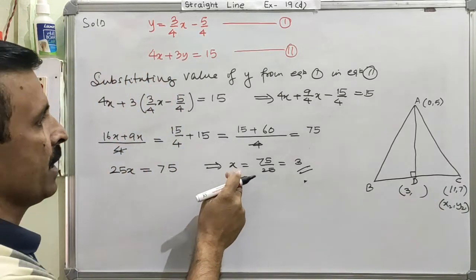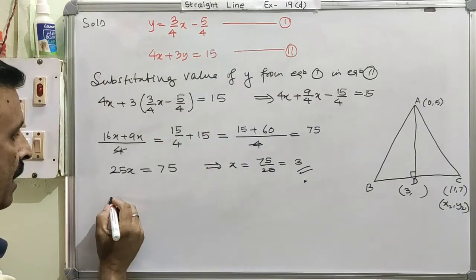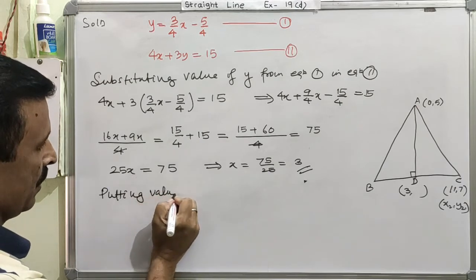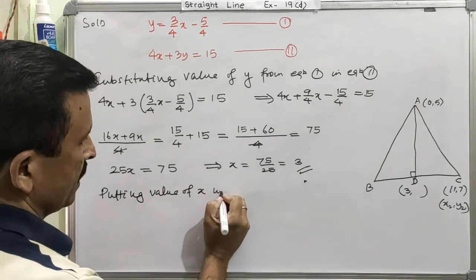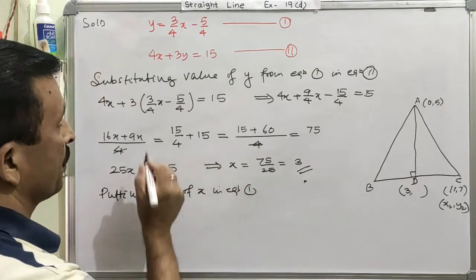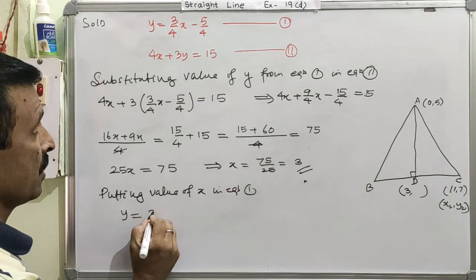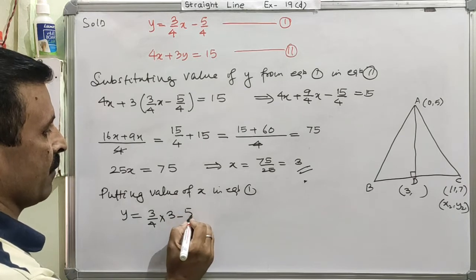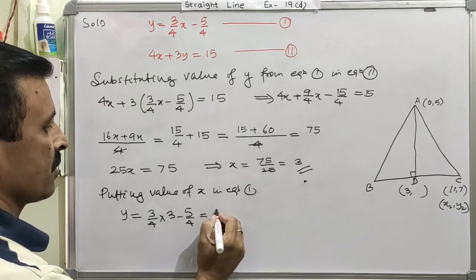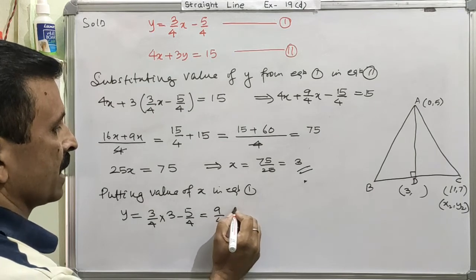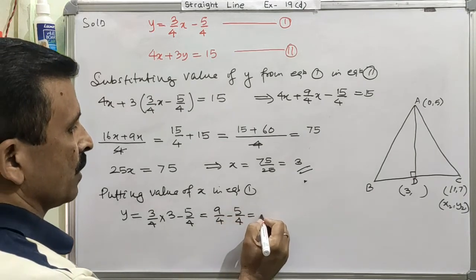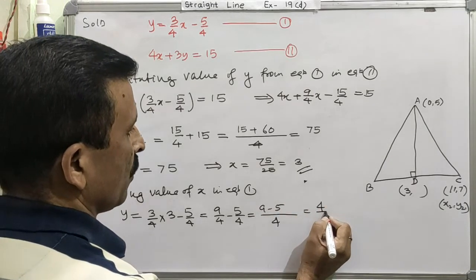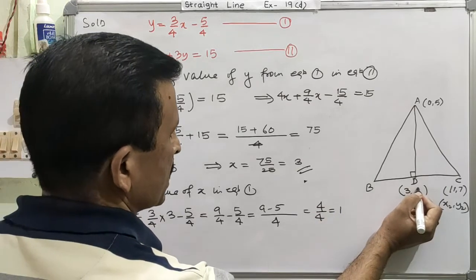So for finding the value of y, we can put the value of x in equation number 1. So putting value of x in equation 1. So what happens? y is equal to 3 over 4 into x, and x is 3, minus 5 over 4. So this is 3 threes are 9 over 4 minus 5 over 4. Now LCM of these two will be same, 4 only. Numerator will be 9 minus 5 is equal to 4 over 4 is equal to 1. So this is your y coordinate.